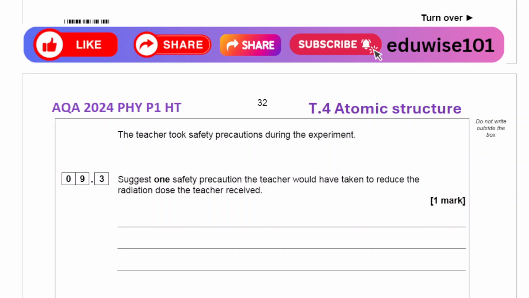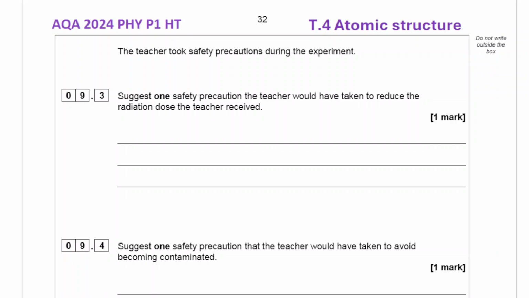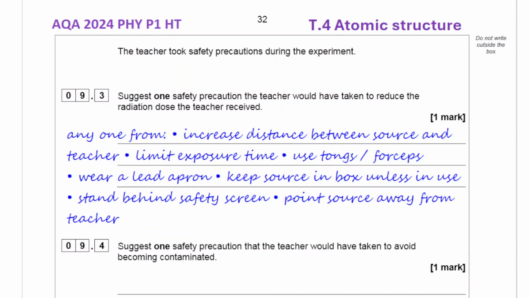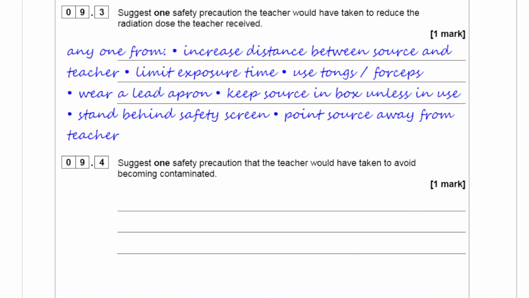The teacher took safety precautions during the experiment. Suggest one safety precaution the teacher would have taken to reduce the radiation dose the teacher received. There's a number of things that you can do. You can pick from this list. Increase distance between the source and the teacher, or limit the exposure time. Use tongs or forceps. Wear a lead apron. Keep source in box unless in use. Stand behind a safety screen so that you don't get alpha or beta. Point the source away from the teacher.